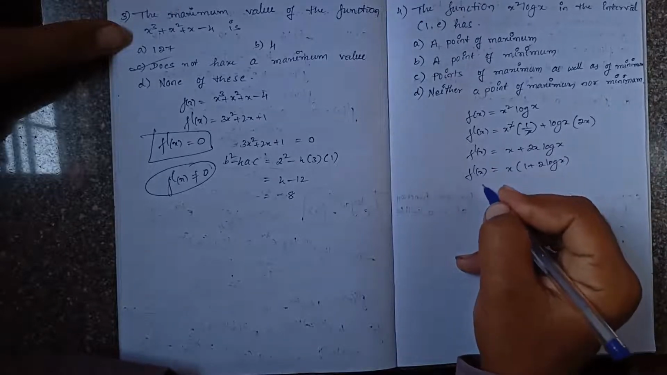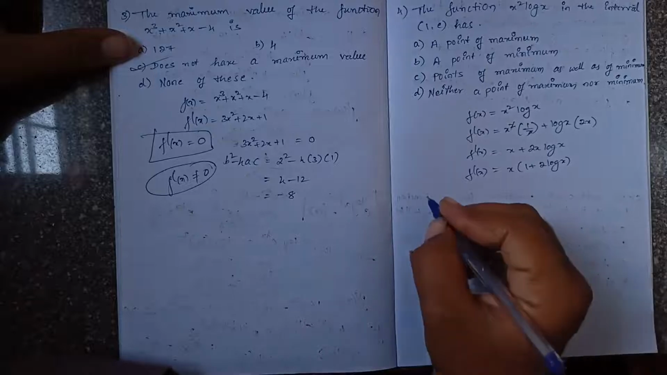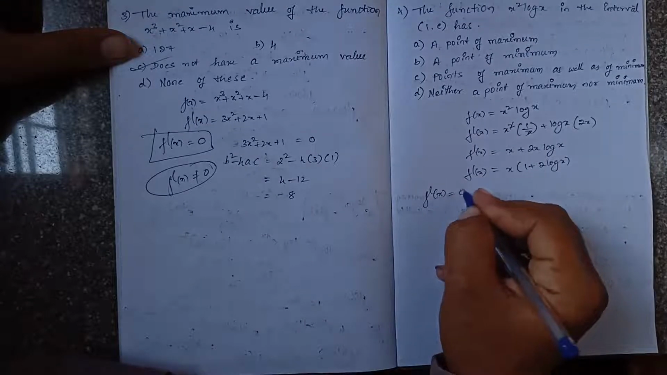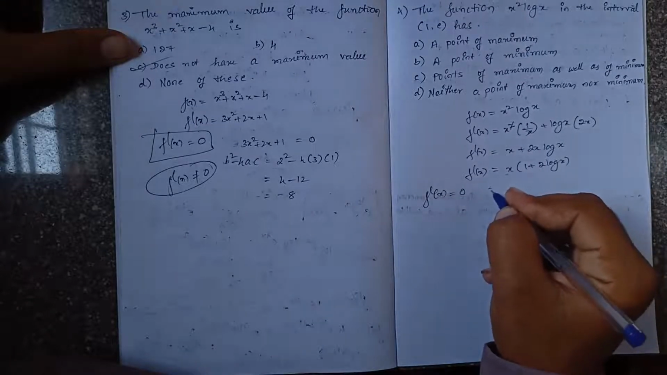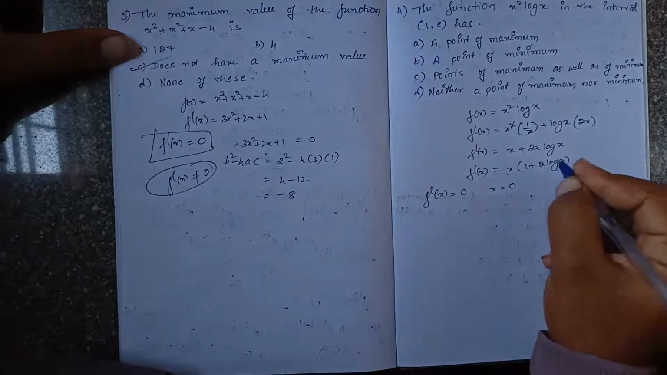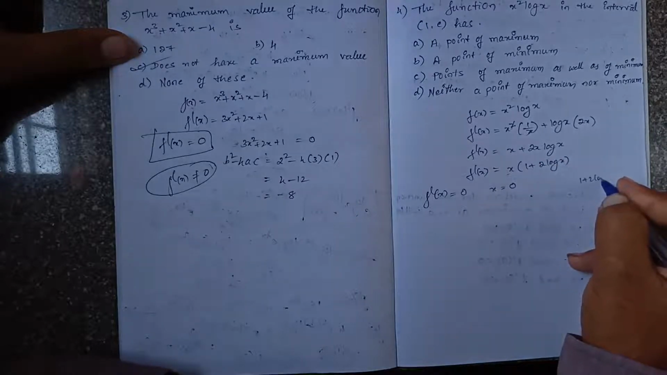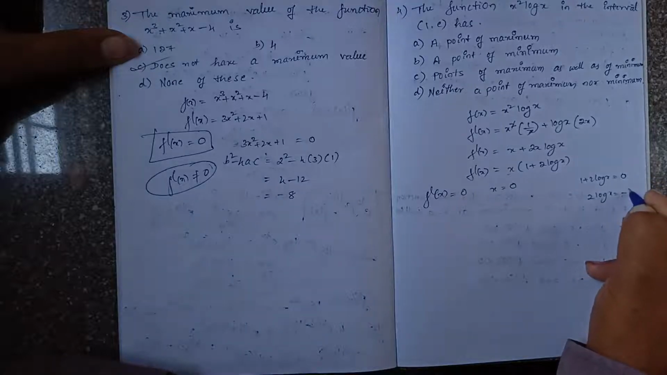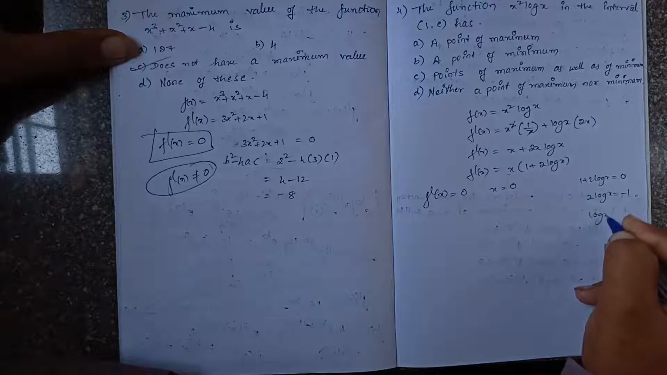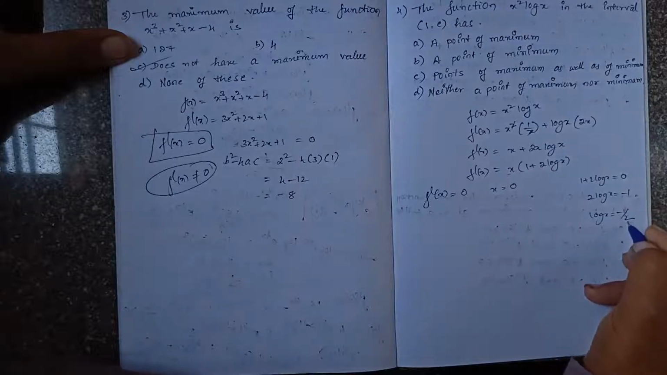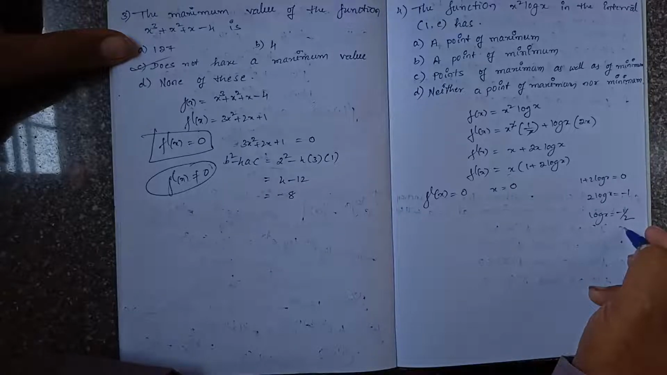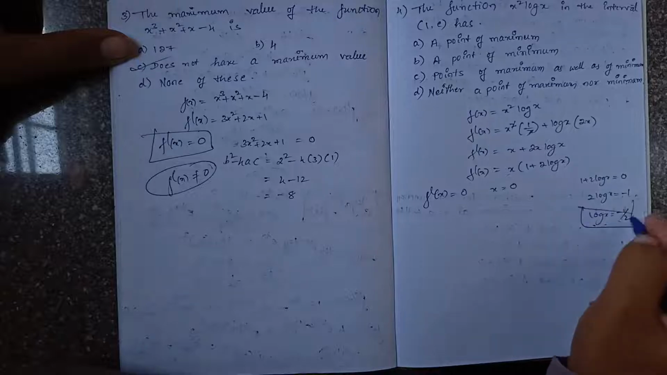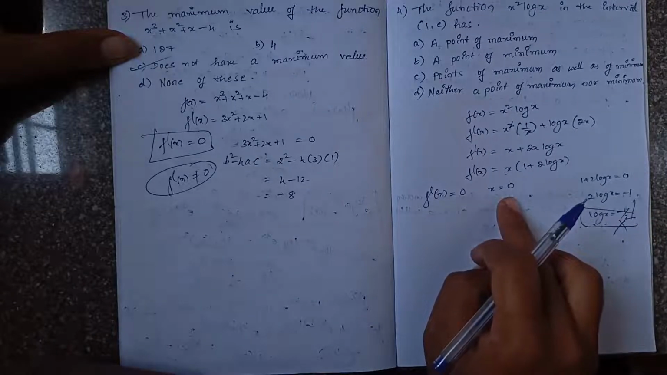Where f dash of x is equal to 0, according to this, x is equal to 0. Another one: 1 plus 2 into log x is equal to 0. 2 into log x is equal to minus 1. Log x is equal to minus 1 by 2. We are getting log x equal to a negative value. Is it possible? No, it is not at all possible. X equal to 0 is the only point.